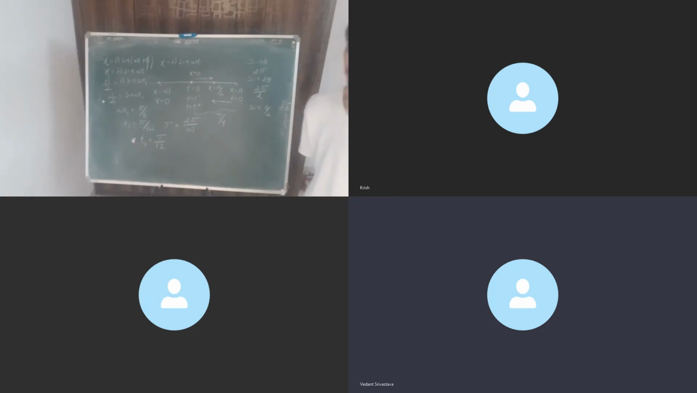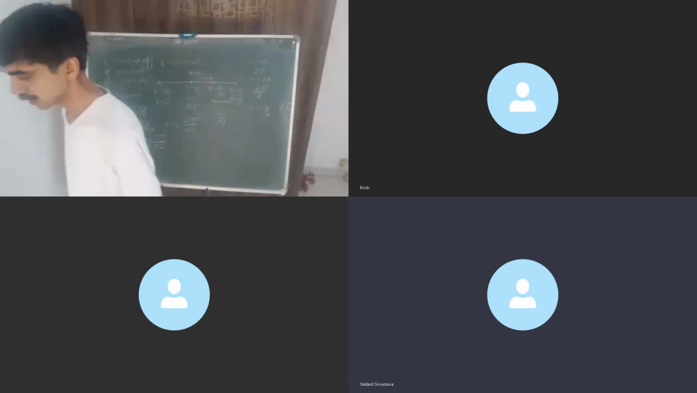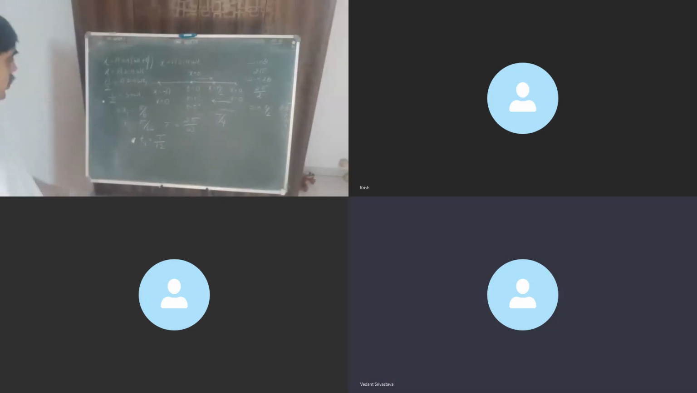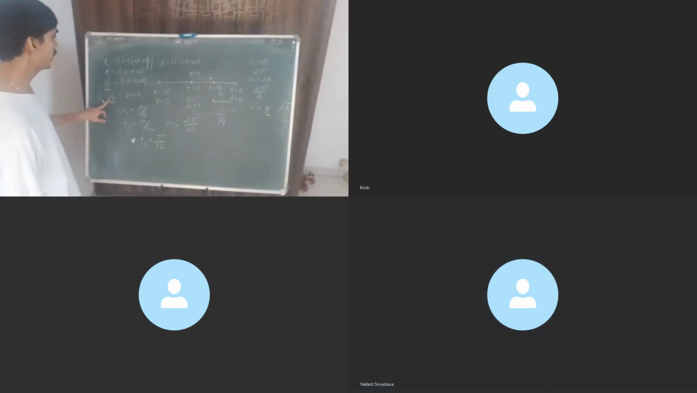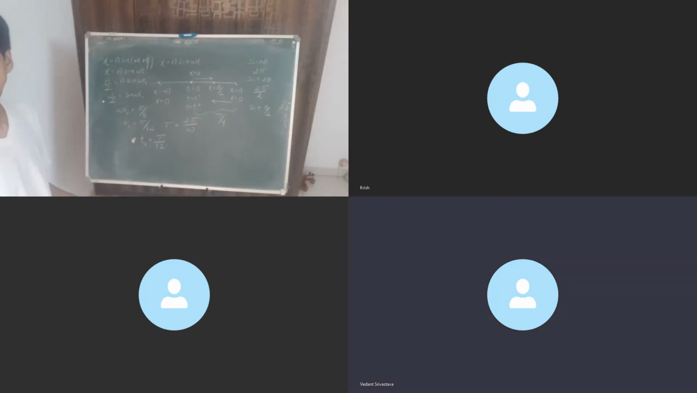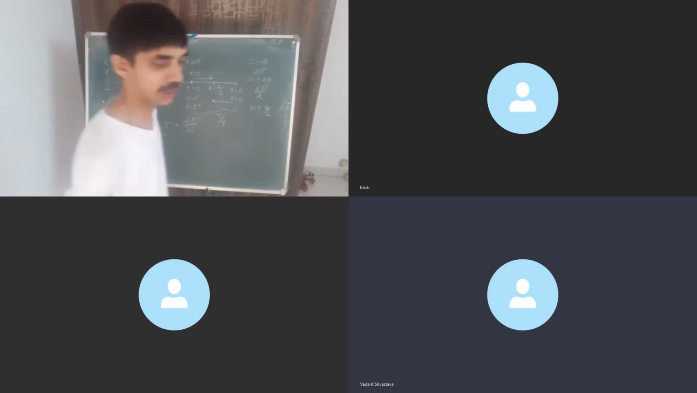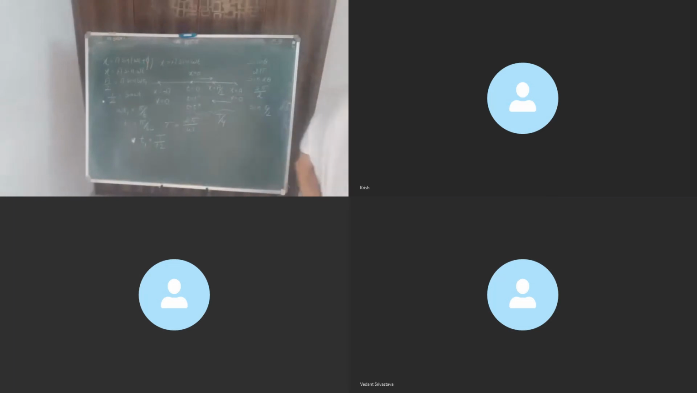So, Vedant, how did it come? So pi by 6, how did it come? This pi by 6 is because if you write the sine terms here, sine 0, sine 15, sine 30, then the values are known to us. Okay? So T1 is equal to capital T by 12 here, correct?